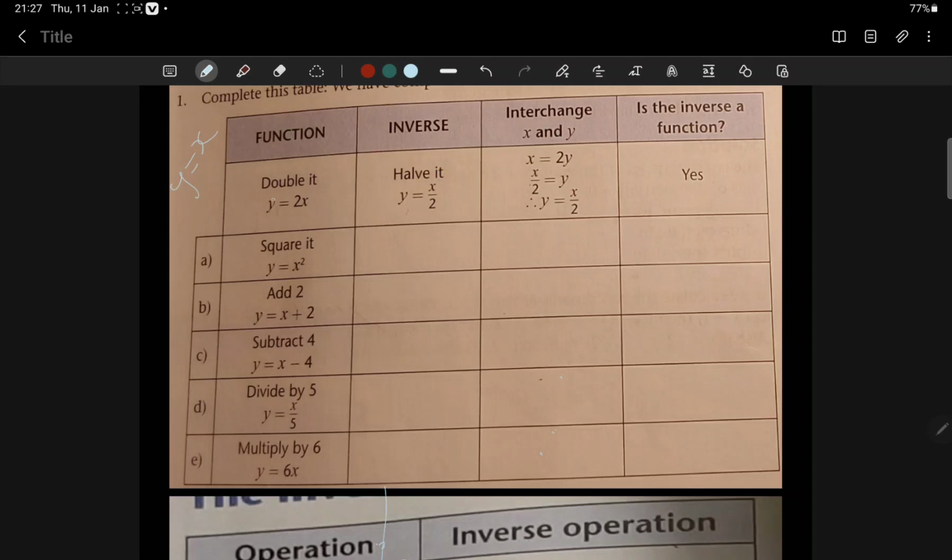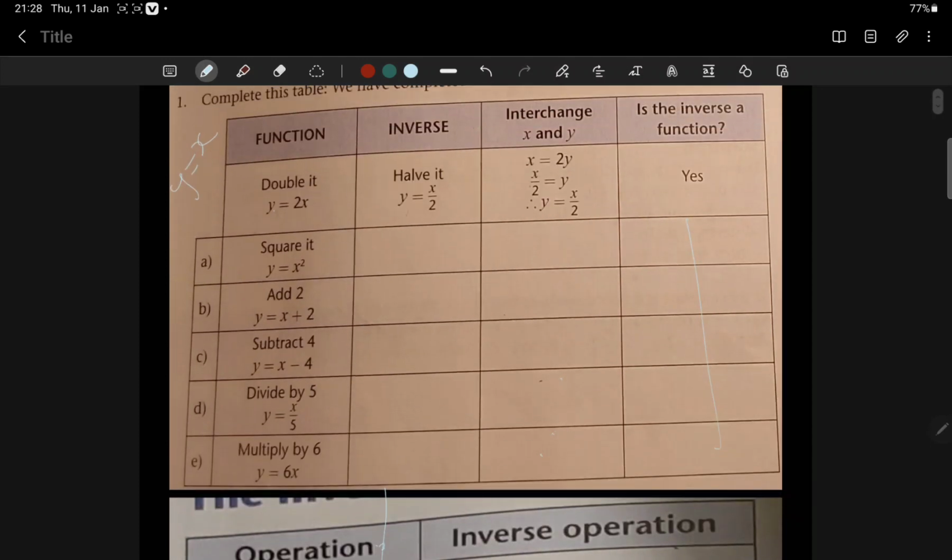Interchange x and y. You interchange from the function, not from the inverse, from the actual function. So where there's x, you put y. Where there's y, you put x. Then, is this a function? Let us wait for this part for now. We'll deal with it later on.